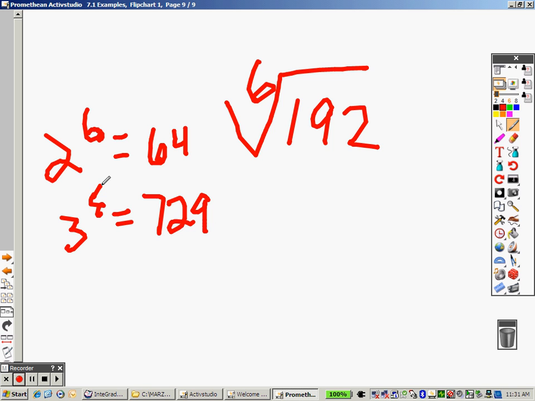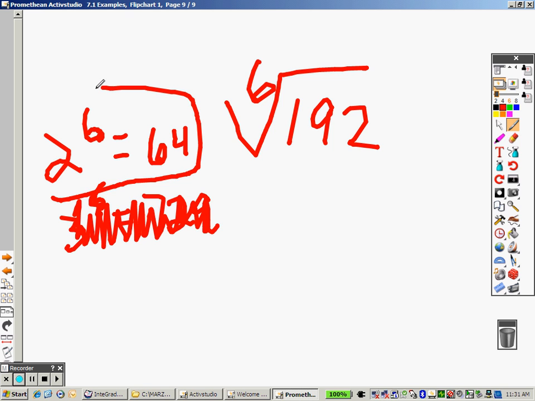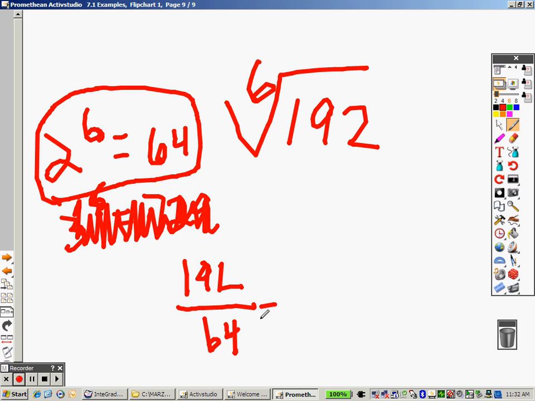So here's the point. The reason why I'm telling you this is, well, there isn't a nice whole number that works. So I have to now see, can these divide into 192 nicely? Well, this one definitely can't. The reason is because 729 is bigger than 192. So I need to try this out. Can this number divide into 192 evenly? So I would take 192 divided by 64 in my calculator. And when I divide 192 by 64, I got 3.